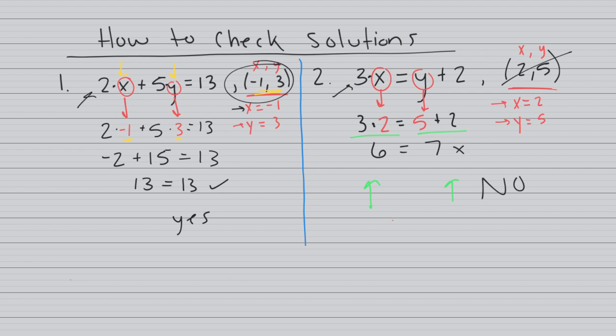So if you get something true, then yes, it's a solution. If it's not true, no, it's not a solution. And you're just plugging in the values that you're given into the correct spot. Plug in x for x and y for y. Be careful with problems. Let's look at an extra example here.